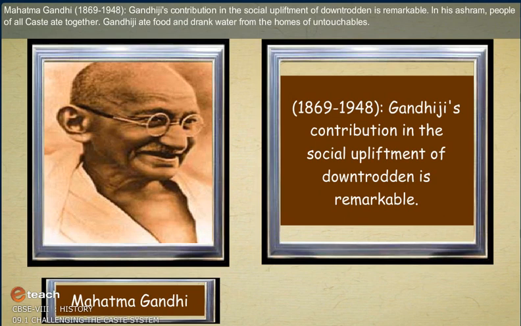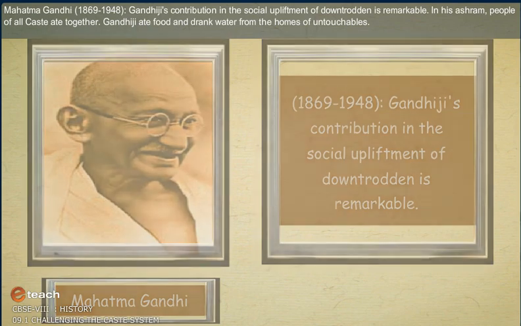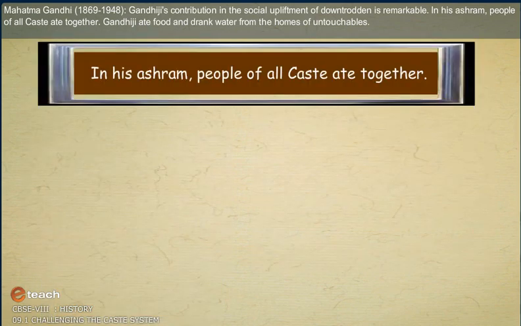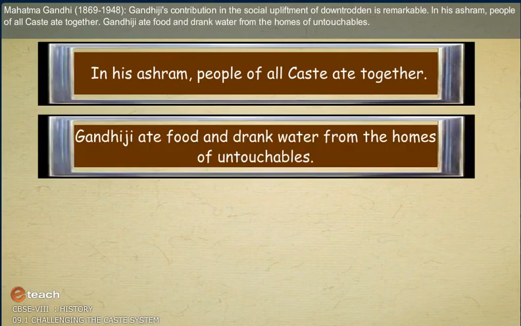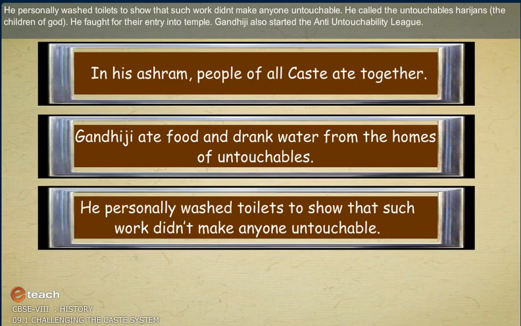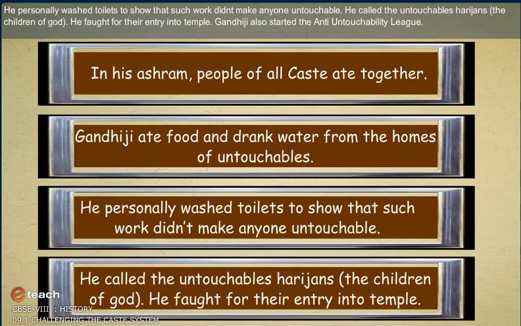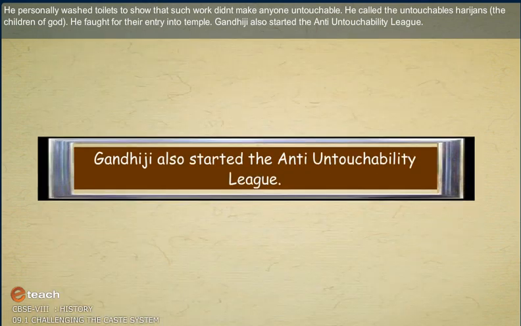Mahatma Gandhi, 1869 to 1948. Gandhiji's contribution in the social upliftment of the downtrodden is remarkable. In his ashram, people of all castes ate together. Gandhi ate food and drank water from the homes of untouchables. He personally washed toilets to show that such work didn't make anyone untouchable. He called the untouchables Harijans, the children of God. He fought for their entry into temples. Gandhiji also started the Anti-Untouchability League.